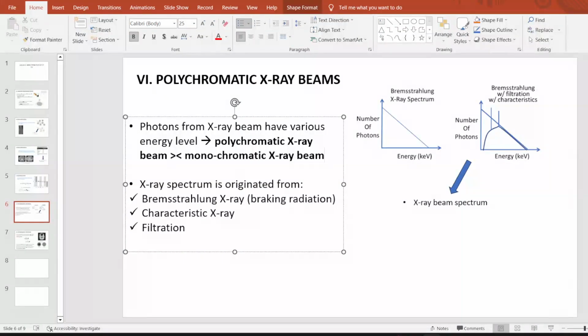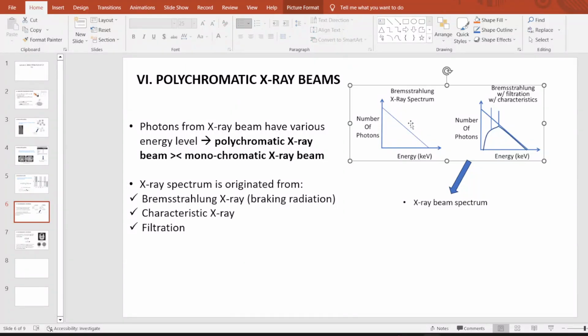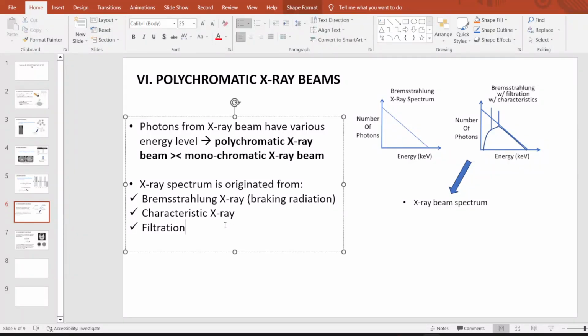So let me explain it. Everyone always wants an X-ray beam that has only one single energy level, but in reality we don't have that. The photons from the X-ray beam have several energy levels, and that is called the spectrum. You can see right here the picture of the CT X-ray beam spectrum, and on the right side of the graph is the real spectrum shape in reality. Let me explain in more detail.